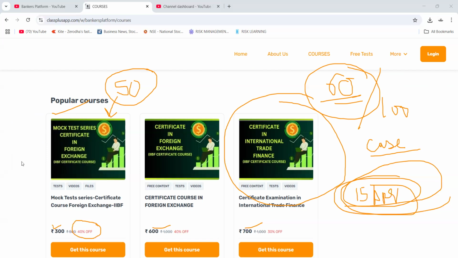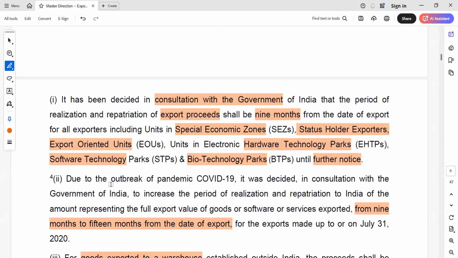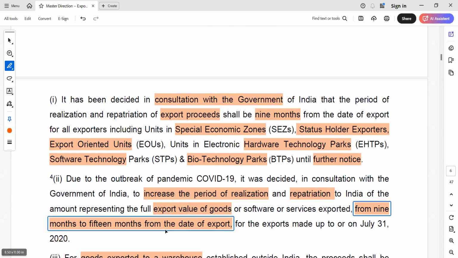So let's move to the topic where we were. You have to remember that 9 months is the guideline for the export proceeds realization. Due to the outbreak of the COVID-19 pandemic, it was decided in consultation with the Government of India to increase the period of realization and repatriation of the amount representing the full export value of goods from 9 months to 15 months for exports made up to 31st July.